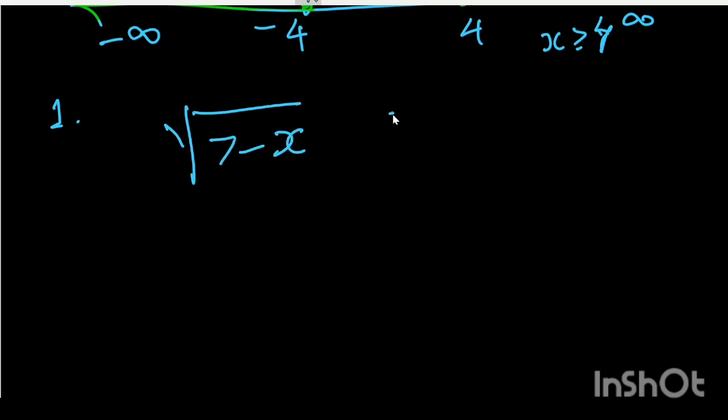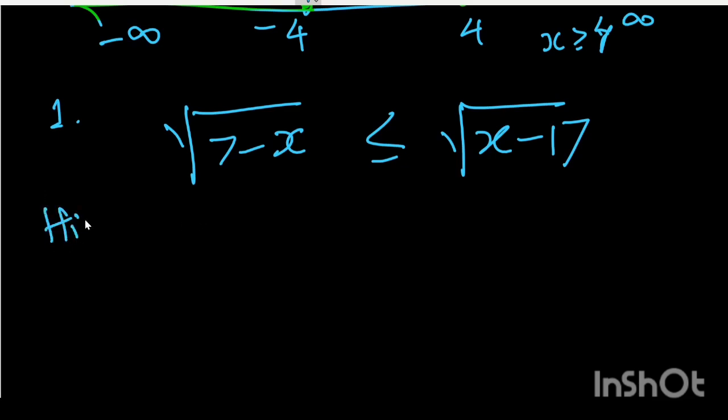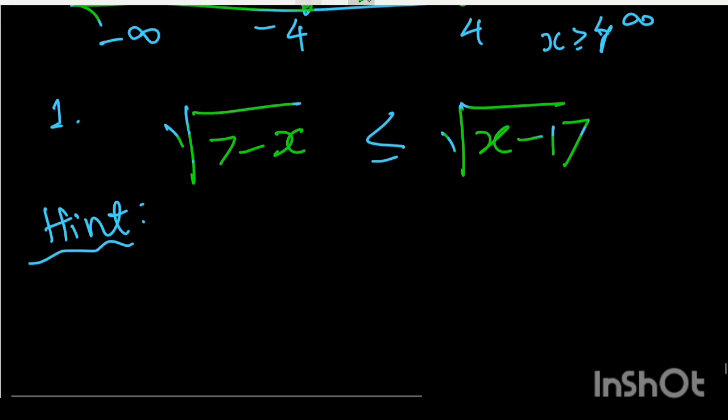Seven minus x less than equal to x minus 17. How will you attempt this, guys? Try this. The hint would be, in the previous question only one square root term was there on the left hand side, but now on the right hand side also a square root function is given. So the domain would be what, guys?